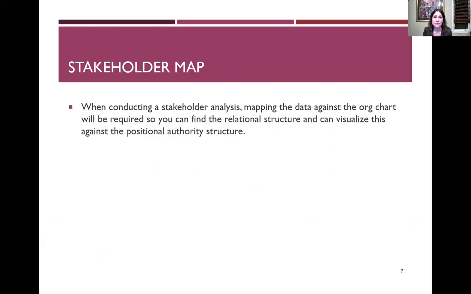So what I would like to conclude and wrap up with today is that when conducting a stakeholder analysis, mapping the data against the org chart will be required so you can find the relational structure and visualize it against the positional authority structure. It's really important. I hope this is helpful for you today, and I look forward to the next topic.